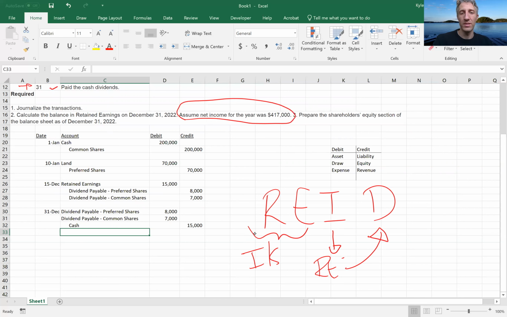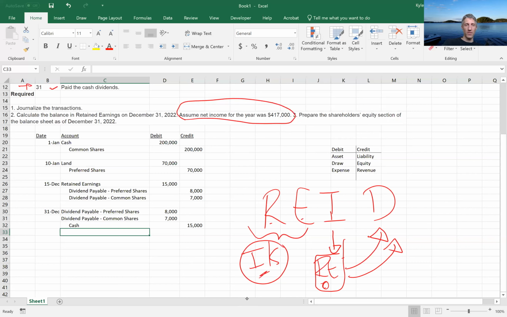This summarizes the closing process for us. So revenues and expenses close to income summary. This is going to summarize net income for us. Then income summary closes to retained earnings. Retained earnings is the permanent account that has accumulated net income since the beginning of time, less dividends.